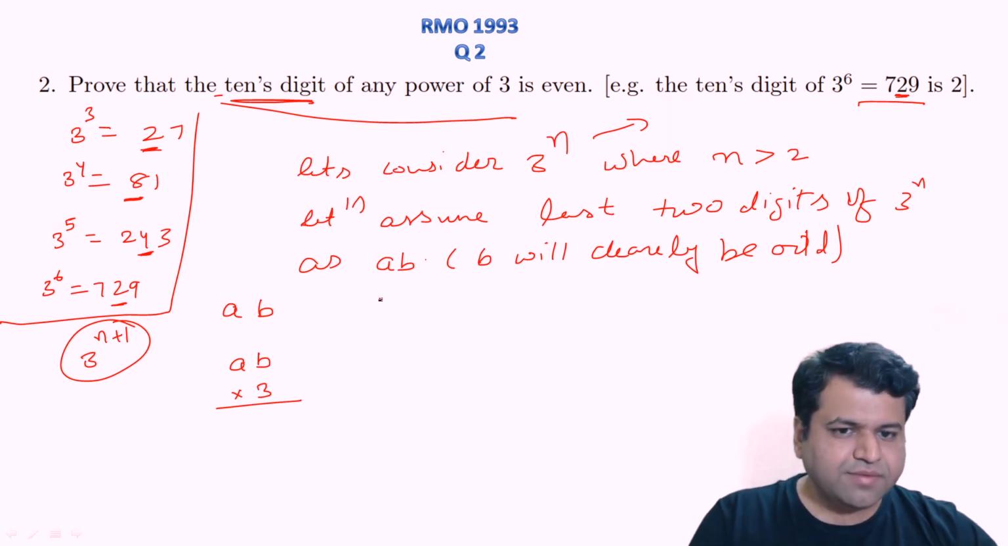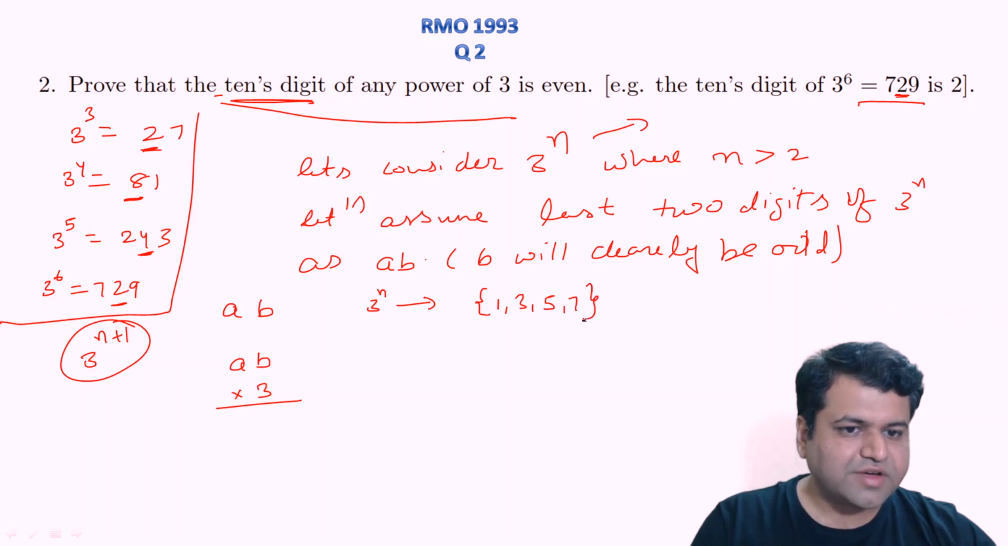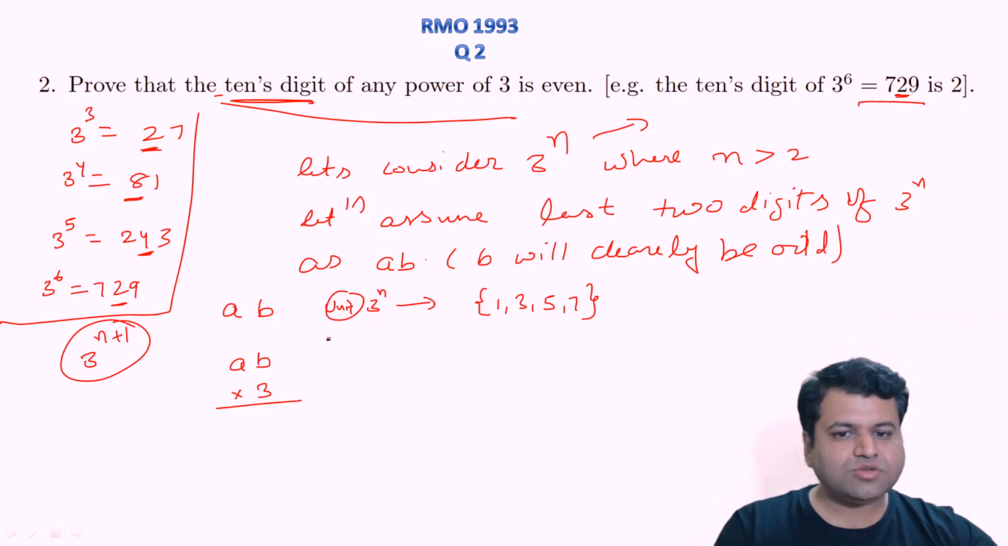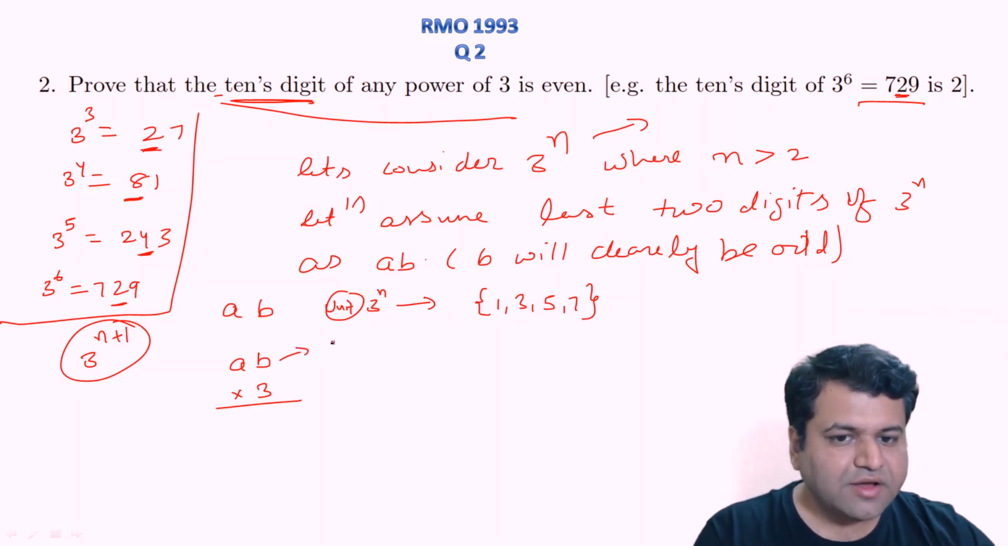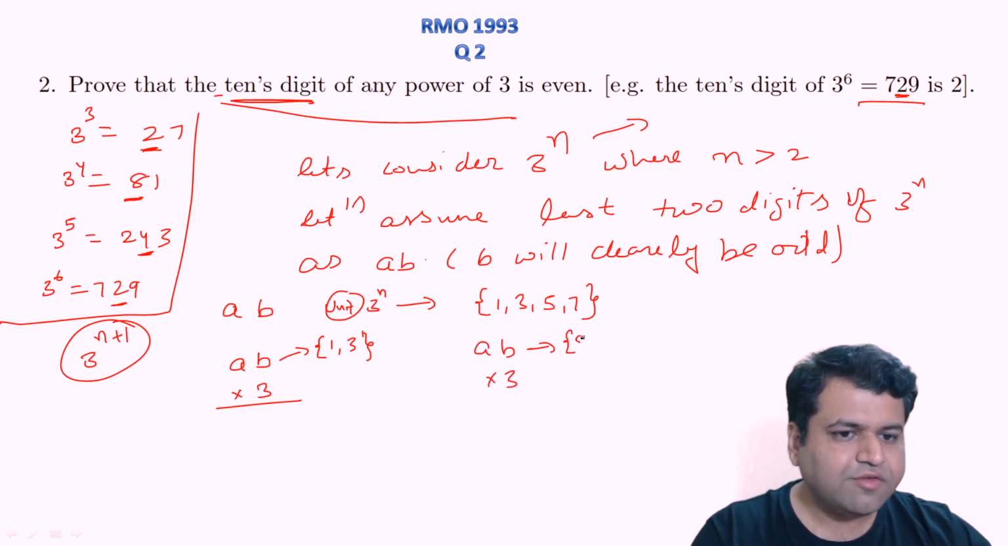Now what is the unit digit of any power of 3? The unit digit of 3 power n can be 1, 3, 5, or 7, right? So the value of B will be either 1, 3, 5 or 7. Let's divide this into two cases: if B is 1 or 3, and the next case when B is 5 or 7. I'm sorry, here it is 9.